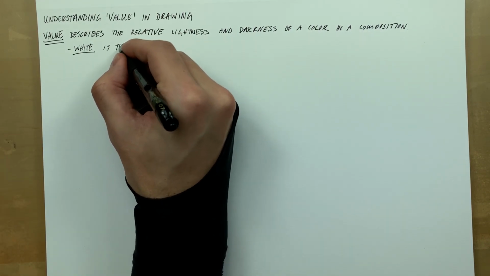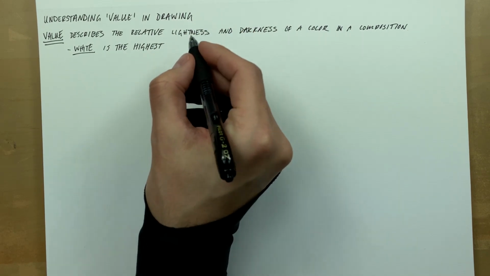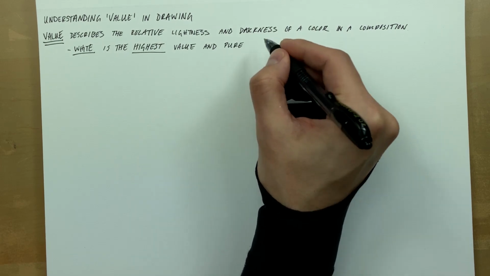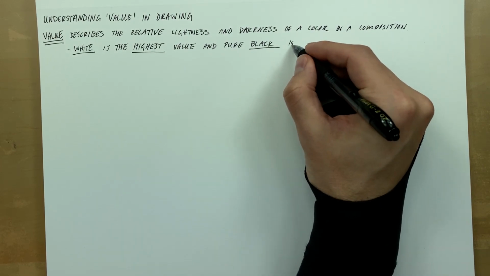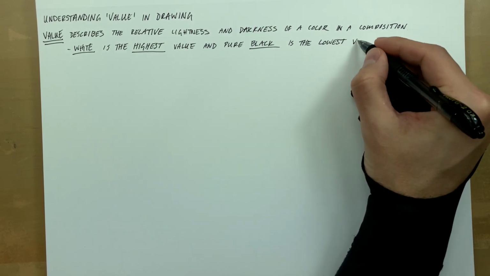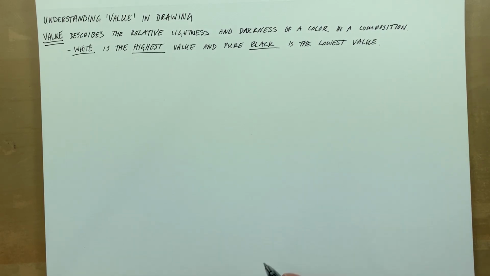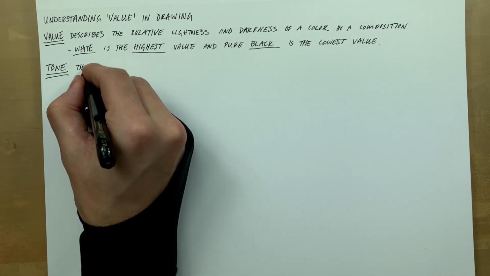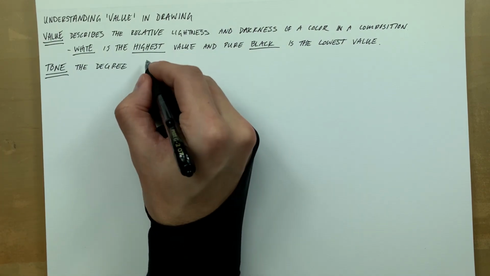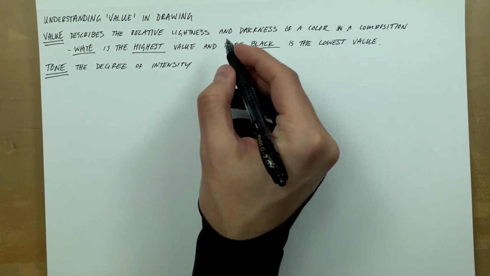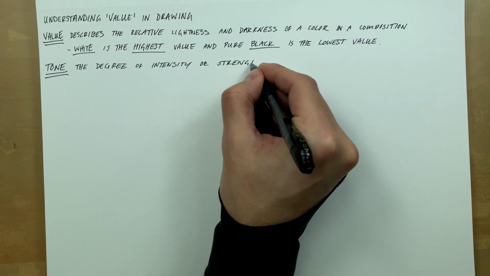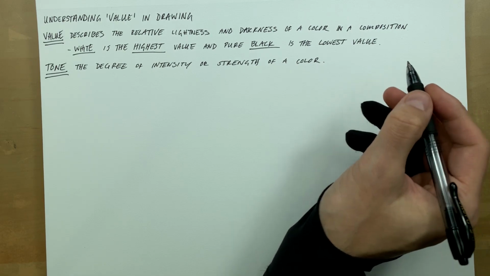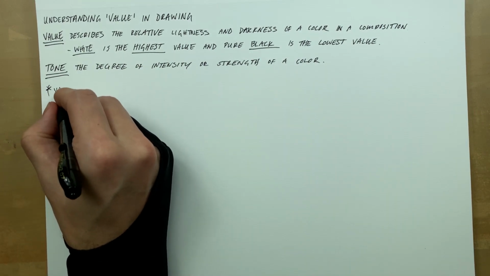It's important to note here that white is going to be your highest value, while pure black will be your lowest value. Now, tone. You've heard me use this term a lot, and it's often confused with value, so I just want to clarify. Tone is the degree of intensity or strength of a color. So that's one of the reasons why I use my tone check papers, because I'm checking the intensity of my darker values.